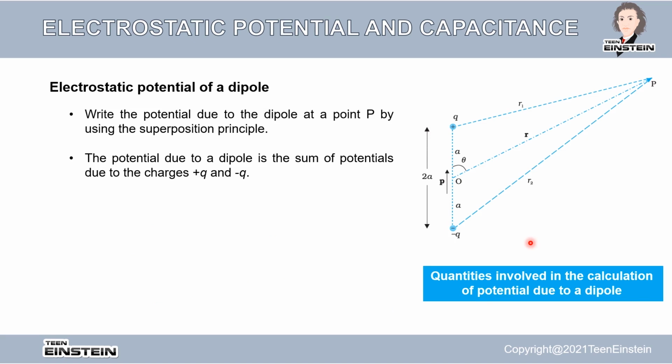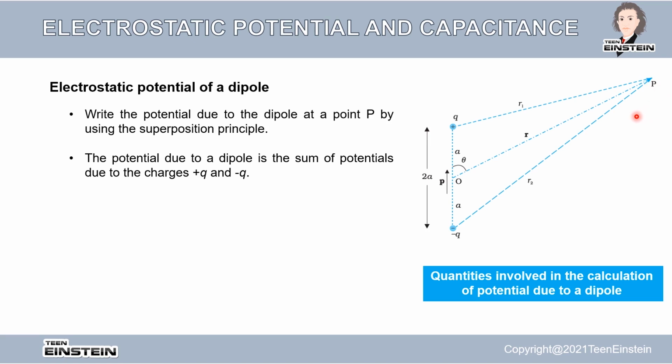So we talked about a single charge so far, and now we want to know the electrostatic potential of a dipole. So write the potential due to the dipole at point P by using the superposition principle. Whenever we have more than one charge, we use the superposition principle. So we can take one charge and find out the potential at this point P, ignoring the other charge. Then we ignore the first charge and take this charge and find the potential at this point, and we take the sum of these two to get the final potential.